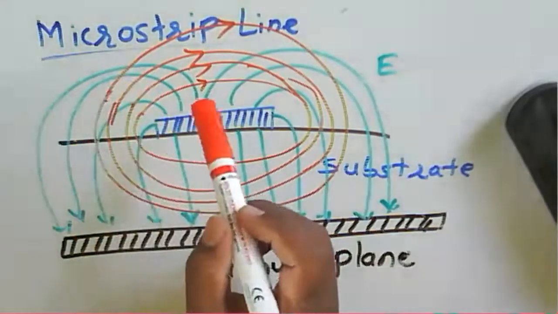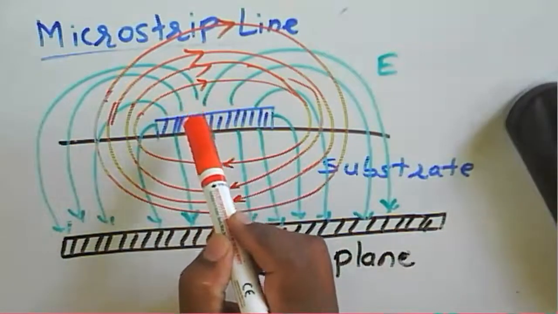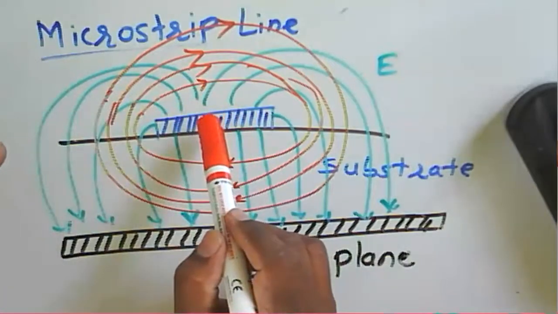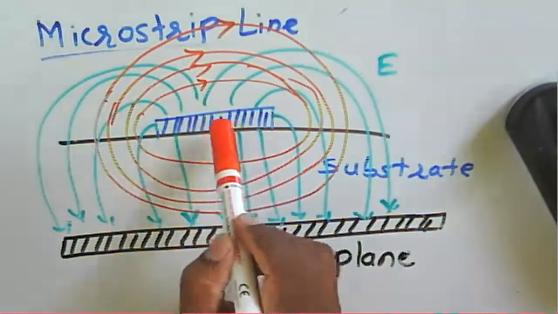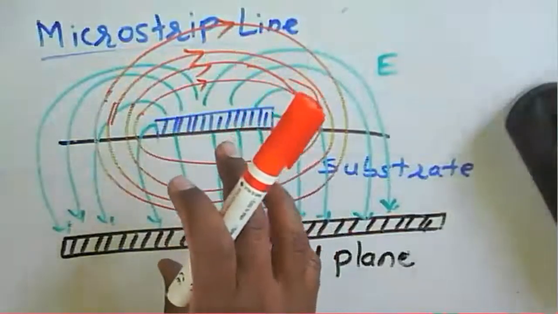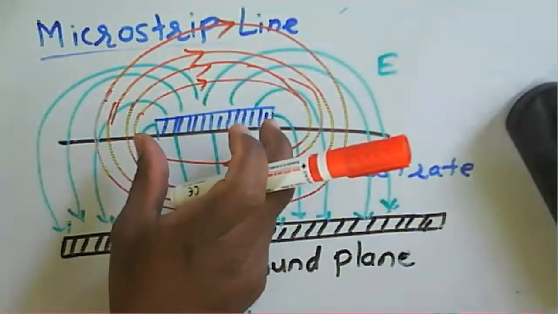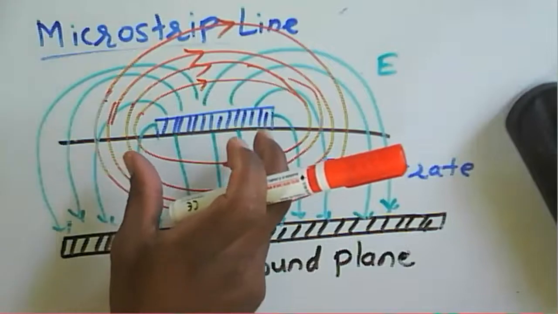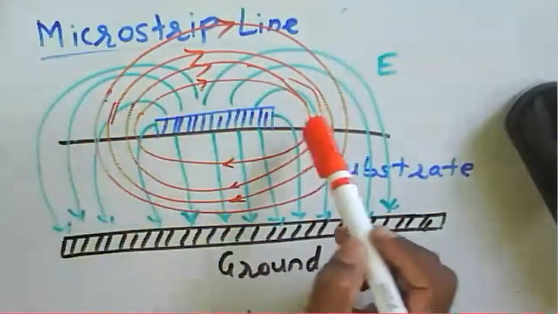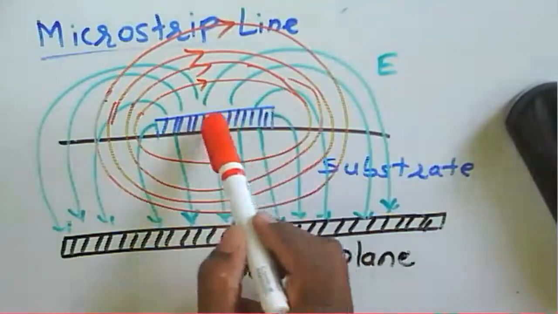But as I told you earlier, this particular strip is on the substrate. This strip is open now. This line is called the open strip line. This configuration is an open strip line because whatever strip we consider here doesn't have any ground plane. The top ground plane is not there. There is no ground plane nearby to the strip.